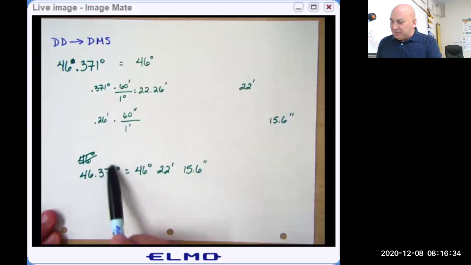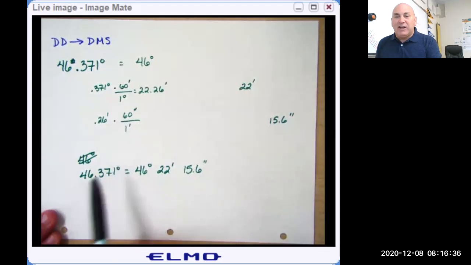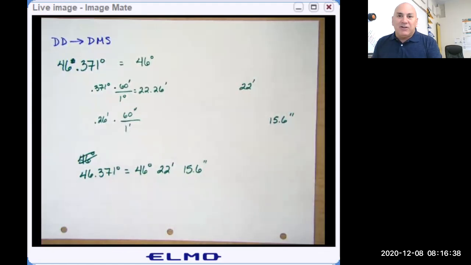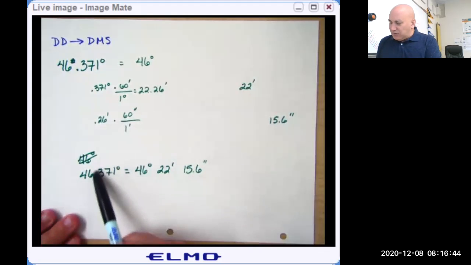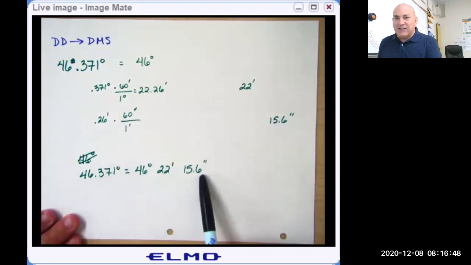This is a little bit bigger than 1/3 of a degree. 1/3 of a degree would be 20 minutes. Just think of a degree as an hour, and this stuff will make sense. So this has got to be a little bigger than 20 minutes, and it is.